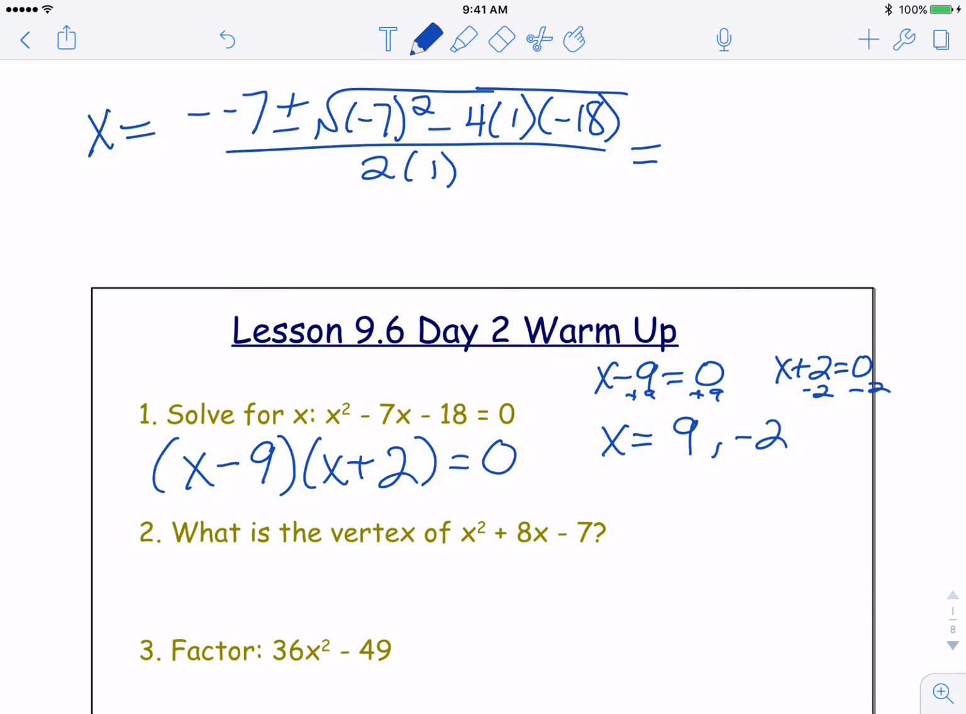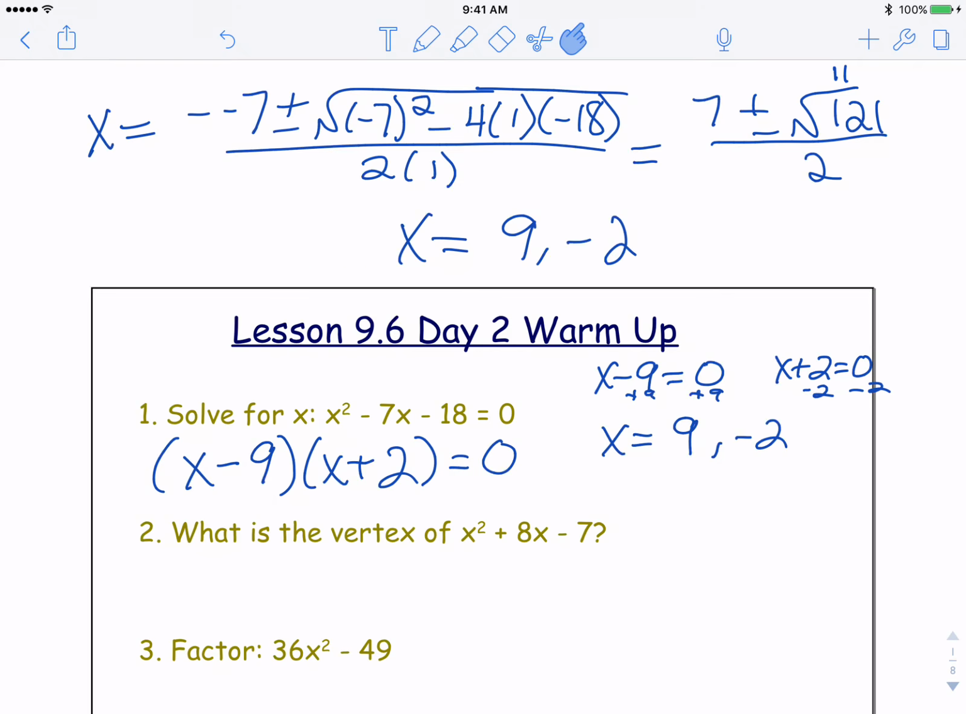After simplifying this down, you should get it all the way simplified to 7 plus or minus the square root of 121 over 2. And then doing the one option of adding on the square root, which is equal to 11, and the other option of subtracting that square root, you should get answers of x equals 9 or negative 2. So any of those three methods would work to solve a quadratic function.